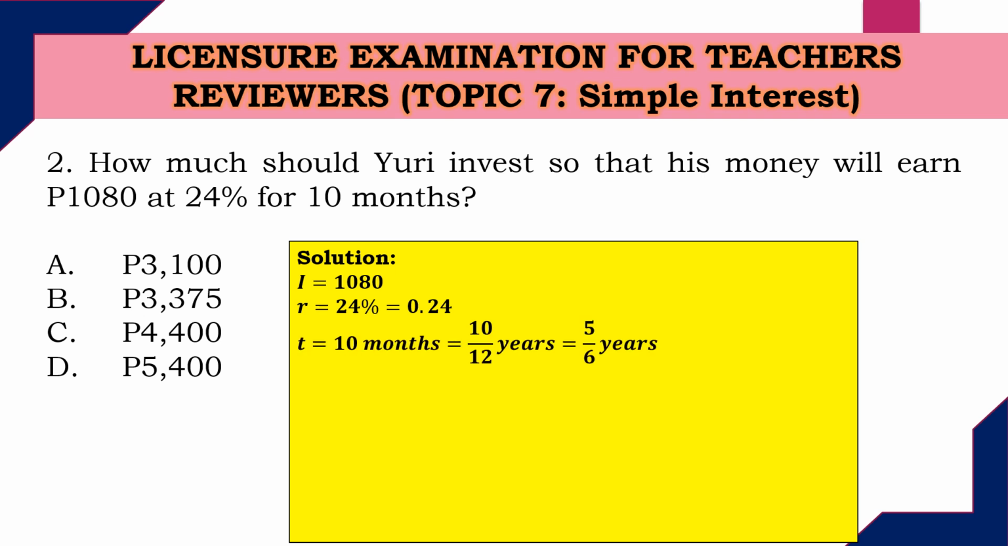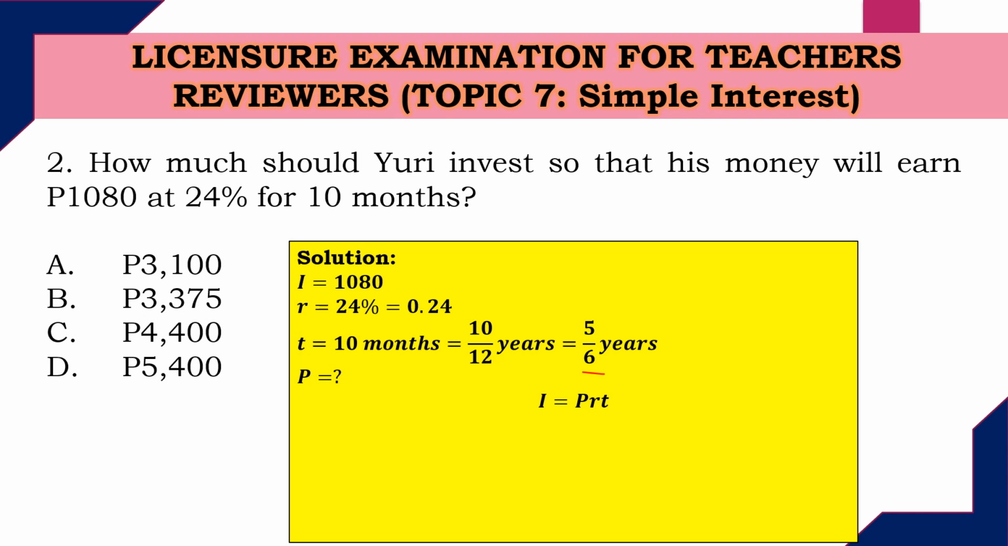And then we have the time which is in months, that is 10 months. So kailangan natin siyang i-convert in years. So 10 divided by 12, that is 5 over 6. Pwede rin yung decimal form ni 5 over 6. At yung hinahanap ay yung P, which is the principal.